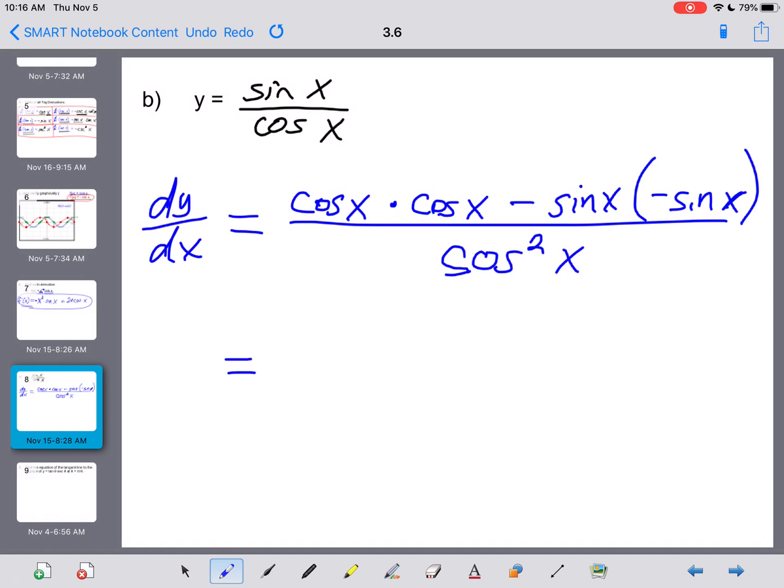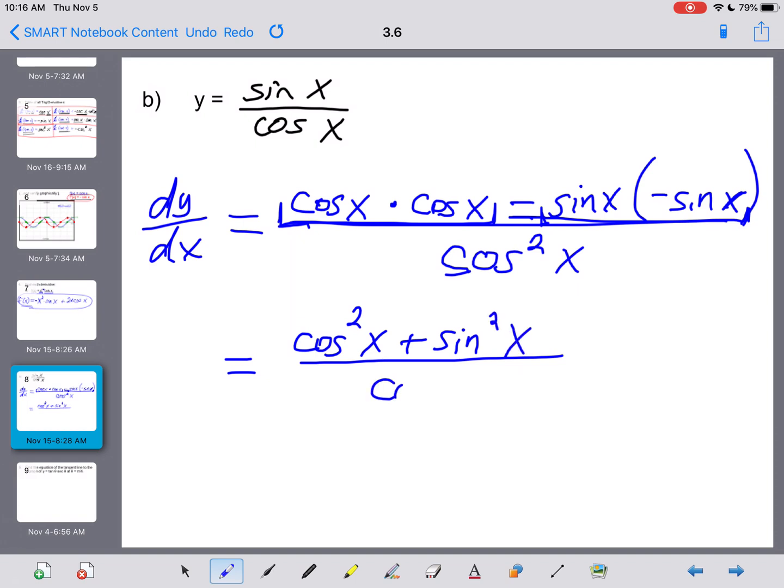So where are we right now? Now I think we can do a little bit of simplification. The first term in the numerator, as I'm sure you noticed, is cosine of x times itself, which can be rewritten as cosine squared of x. The second term now is a sine of x times a negative sine of x, which would be negative sine squared of x, but we're subtracting that. So that's actually going to become a plus sine squared of x all over cosine squared of x.